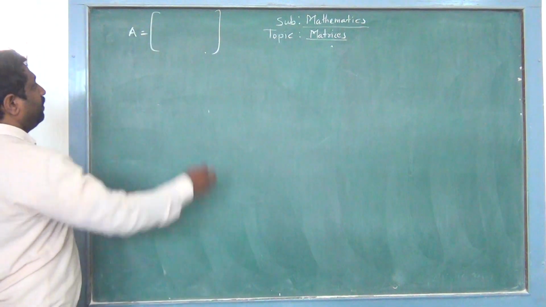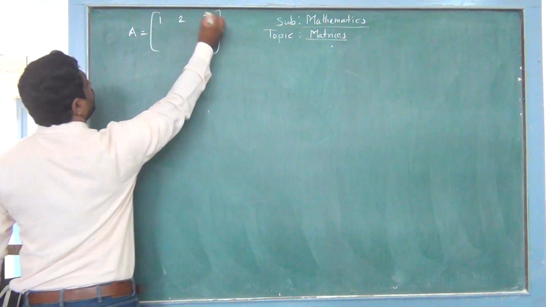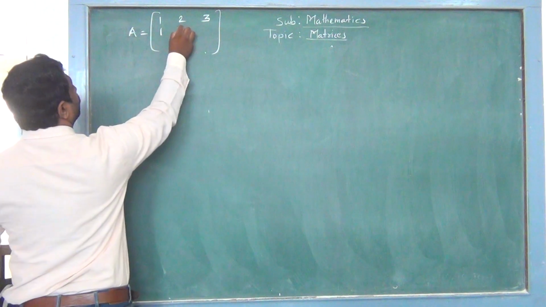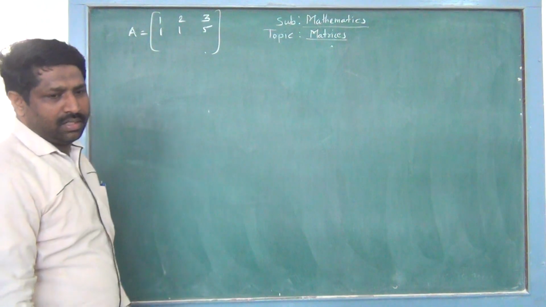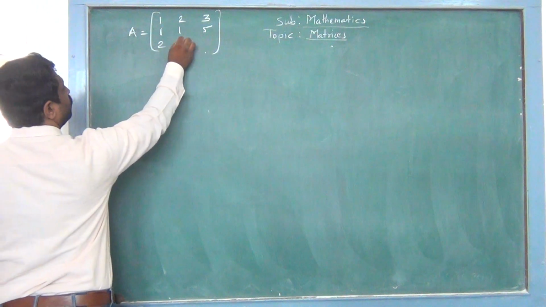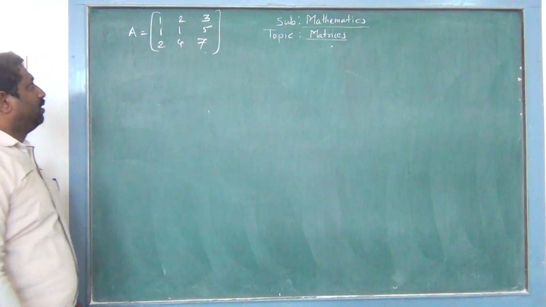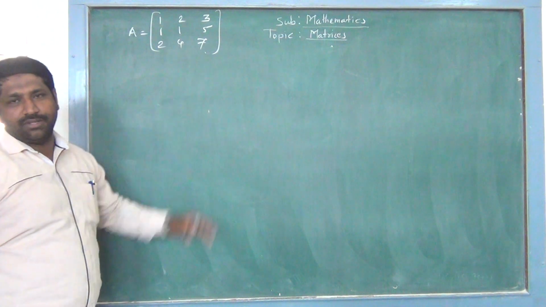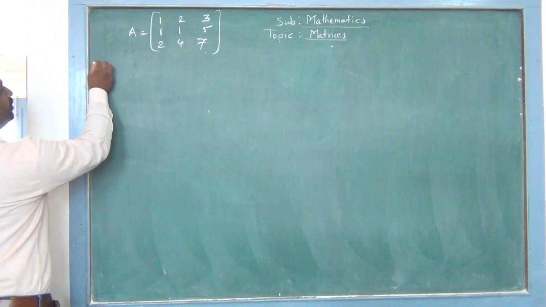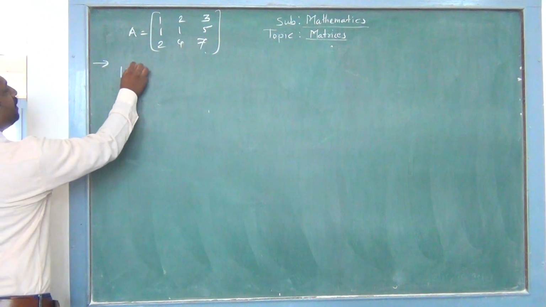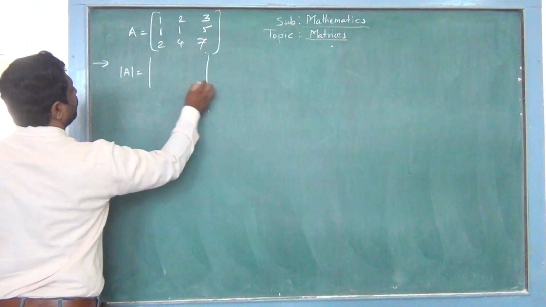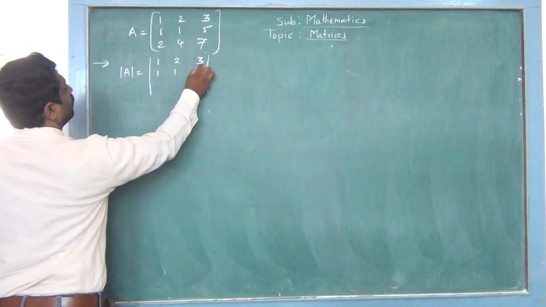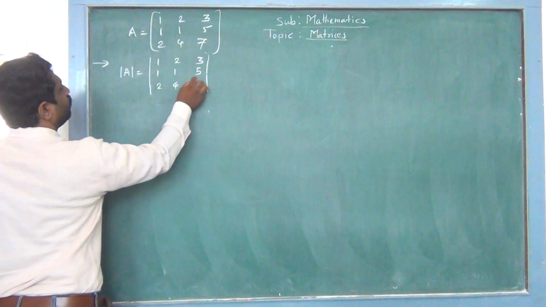First row 1 2 3, second row 1 1 5, and third row 2 4 7. So we have to find the inverse of this matrix by using adjoint method. For that, we first find determinant of A. So determinant of A is |1 2 3; 1 1 5; 2 4 7|.